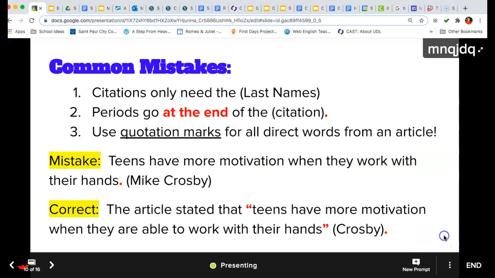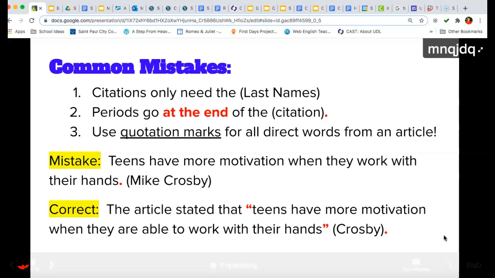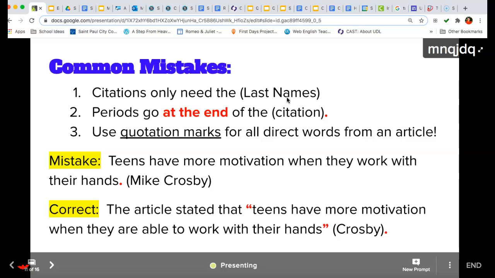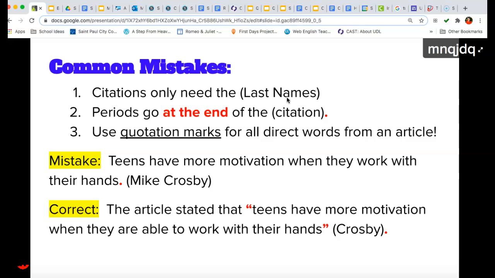Another mistake that a lot of people made were around their citations. So the citations are the things that go inside the parentheses, and the only thing you need inside the citation is the last name. So it should never be first and last name. It should only be last name. If you have multiple authors, then you can put both their last names in there, and then if you have 3 or more, then you only put the first last name and then you put et al at the end to show that there's more than one author.